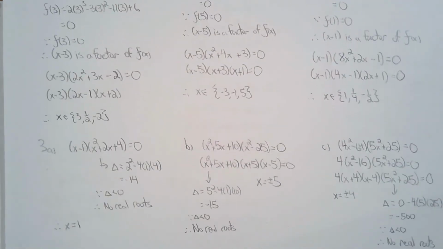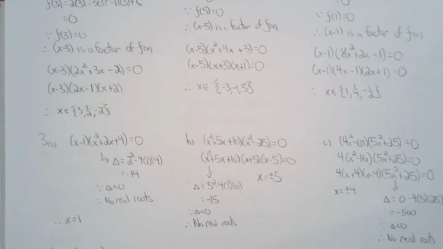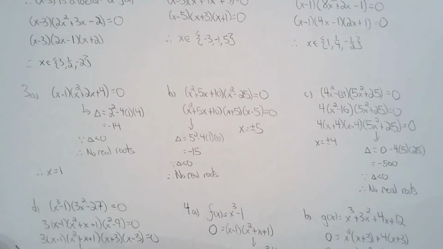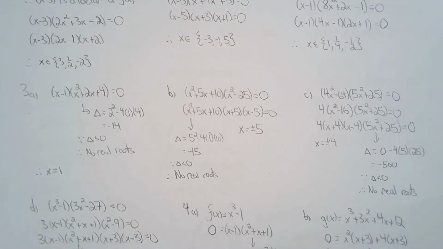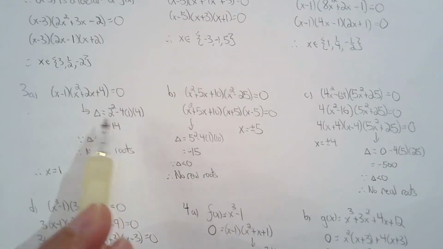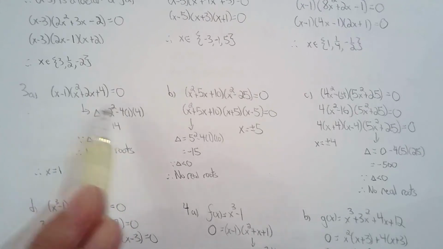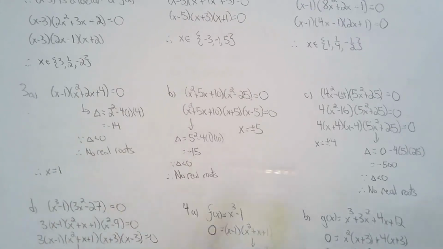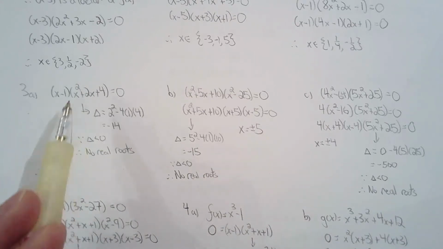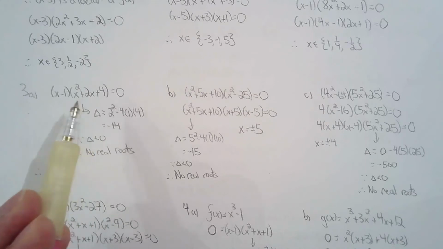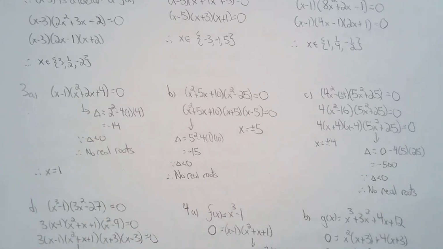For question 3, it was partially factored for you. They did a bit of the legwork for you, so you just have to fully factor. And these quadratic factors, I didn't use the quadratic formula because I felt that the discriminant was negative. I did the calculation in my head, and in fact it was negative. So I know that this quadratic factor will give me complex roots. It won't give me any real roots, so I don't have to investigate any further.